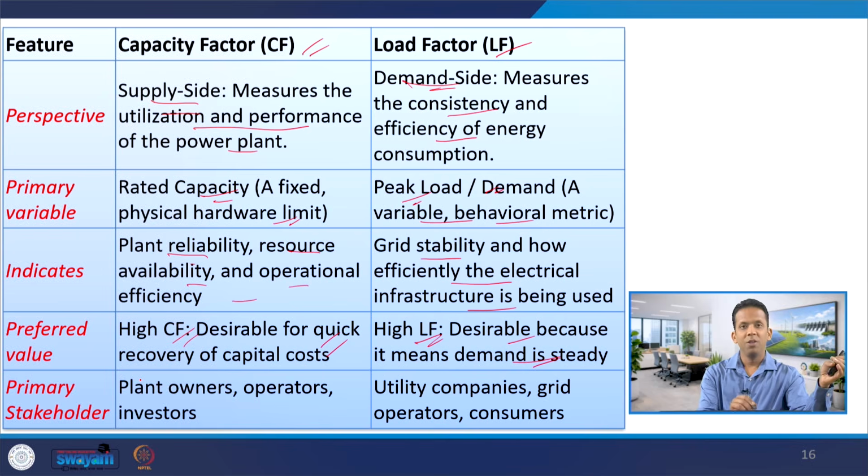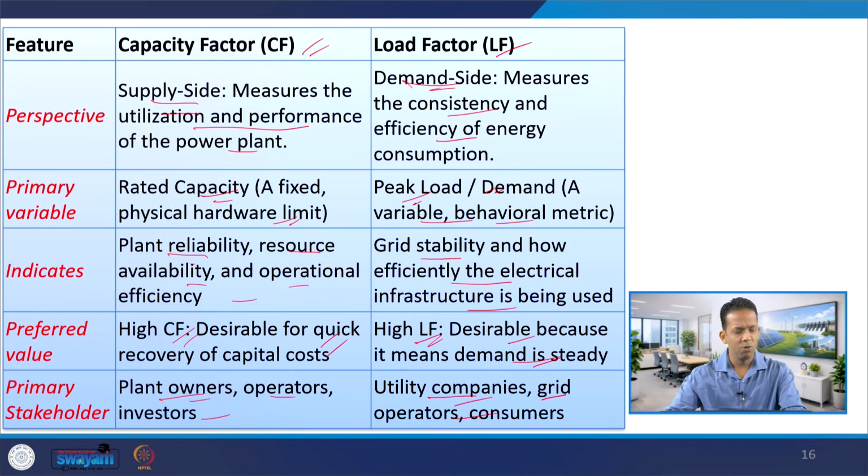The primary stakeholders interested in capacity factor values would be the owners of the plants, operators, and investors who put money in the power plant, mainly on the generation side, the supply side. For load factor, it will mainly be the utility companies, the grid operators, and consumers, who are involved in how to transmit or distribute the electricity once it is produced, and how to consume or use it. So, this summarizes the difference between these two factors. One is capacity factor, the other is load factor.